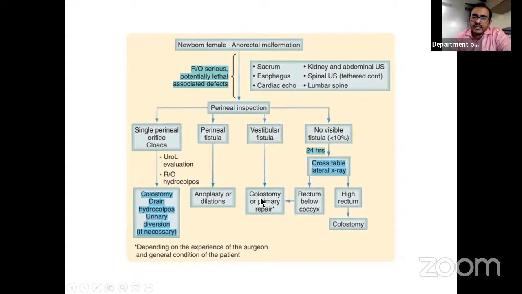So there is no added risk which is there in the neonatal period, and there is no colostomy required.